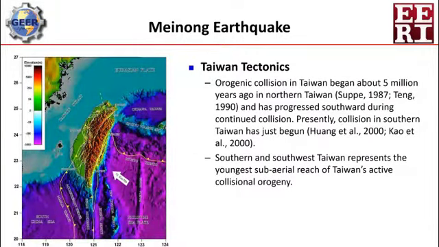So collision, Taiwan is a very young island. It's only about 5 million years old when collision began. That collision between the two plates has progressed southward, and so the older part of the island is to the north, and the younger materials that are just becoming subaerial now are towards the south. And so the area that we're going to be focused on is in the southwest part of Taiwan, and that is about the youngest subaerial reach of the active orogeny.